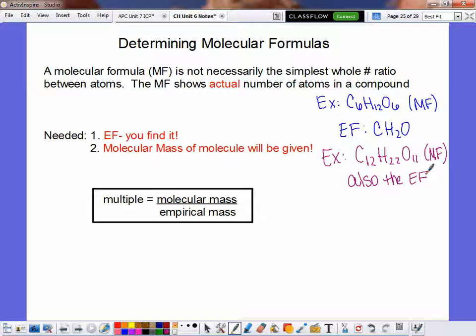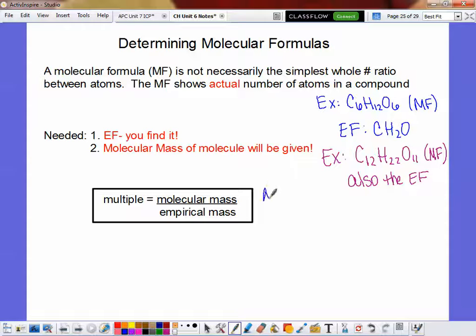So in order to find the molecular formula, like what if I didn't tell you what it was? What if you were actually having to solve for it? You would need the empirical formula. You would either need to calculate it like we just did in the previous problems, or it might just give you it like we're going to see in the next problem. Then you also need to know the molar mass of the molecular formula. That will be given in the problem. Once you have the empirical formula, either given or found, you have to calculate the molar mass of the empirical formula. You're going to divide the molar mass of the molecular formula over the molar mass of the empirical formula.